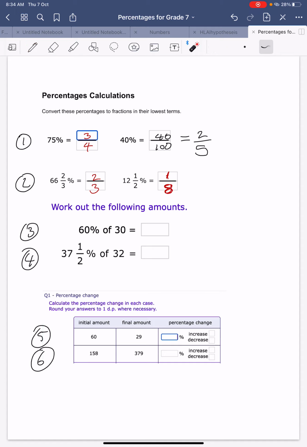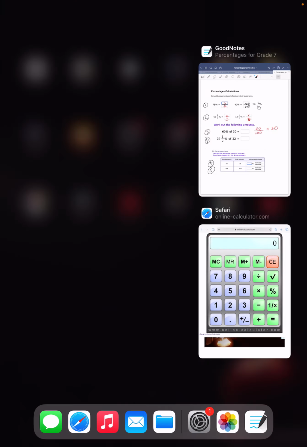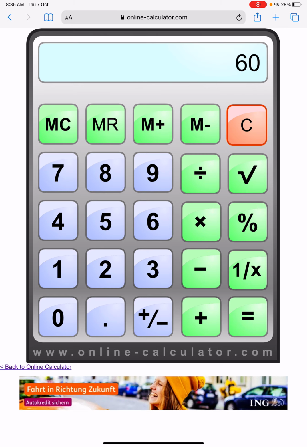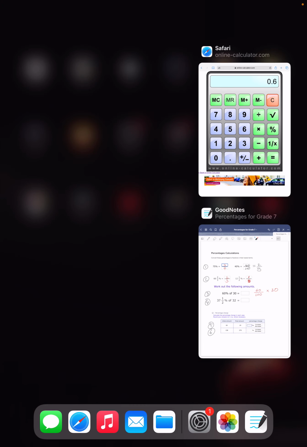Okay, secondly, working out percentages of amounts. So the easiest way, if you have a calculator, is just to change the percentage into a decimal by dividing by 100 and then timesing by 30. So in mathematics, we sometimes have secret codes that translate words into symbols, and certainly for percentages, of would usually translate into times. So if we go to our calculator, just to help us, we've got 60 divided by 100 equals, that's 0.6, right?